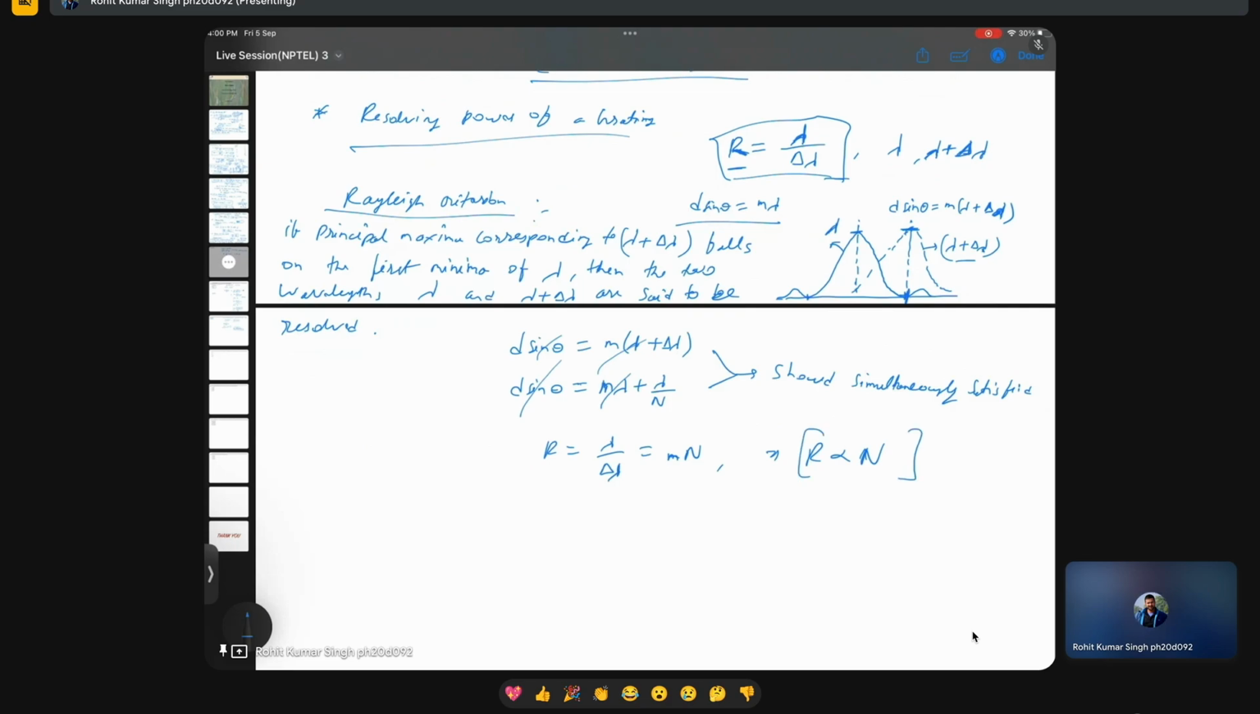Obviously also on the order of the principal maxima. So the higher the order of the principal maxima, the more resolution there will be.